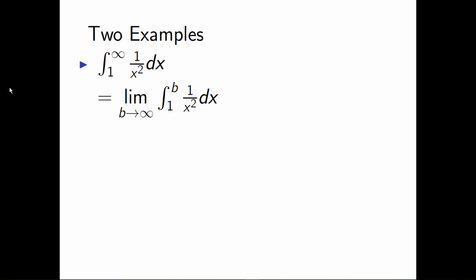From this point, it's pretty straightforward. The integral is very standard. It's x to the negative 2, so we integrate and get negative x to the negative 1, and our bounds are still 1 to b.